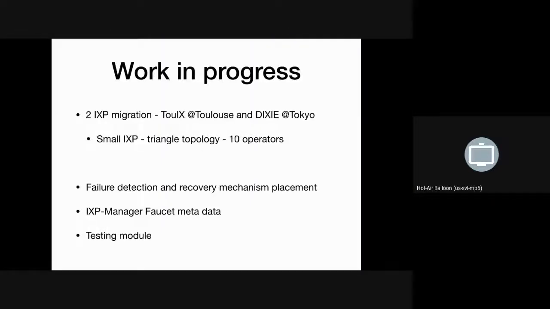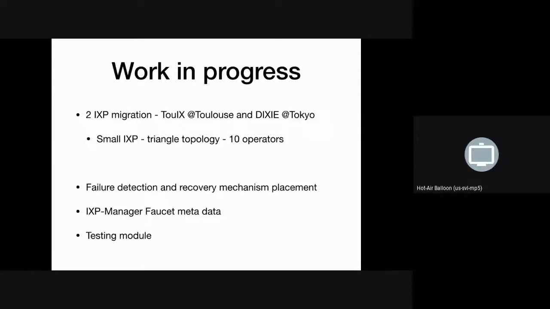And then Faucet is already running at the Toulouse Internet Exchange for some time, but we're going to migrate everything with this diagramming approach, even if it's the two small internet exchanges with about 10 operators each. But it's a triangle topology and pretty simple, but at least it will be running everything with IXP Manager and Emil Graph for testing and deployment and so on.